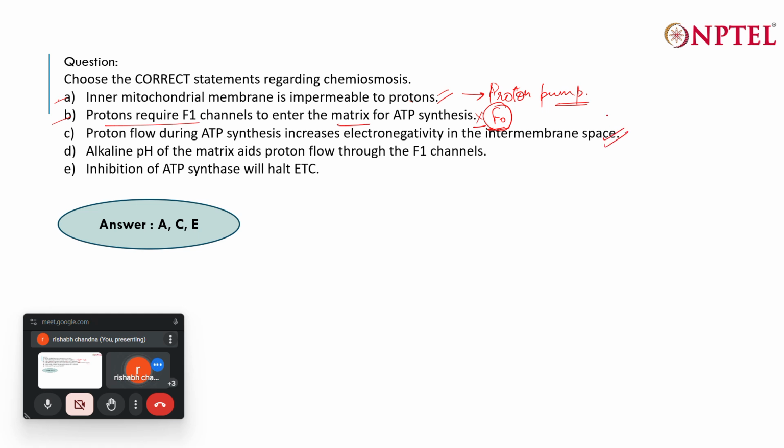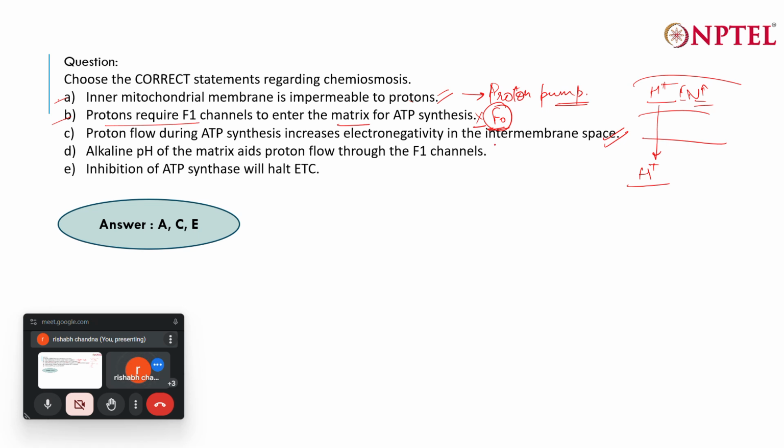Yes, this is correct, because the proton gradient is actually being removed there. Okay, so this is the inner membrane. Here the proton accumulation takes place, and through the proton pump the H plus are transferred to the matrix. So in that case, the electronegativity here actually increases while resolving the proton gradient. Okay, then alkaline pH of the matrix aids proton flow through the F1 channels.